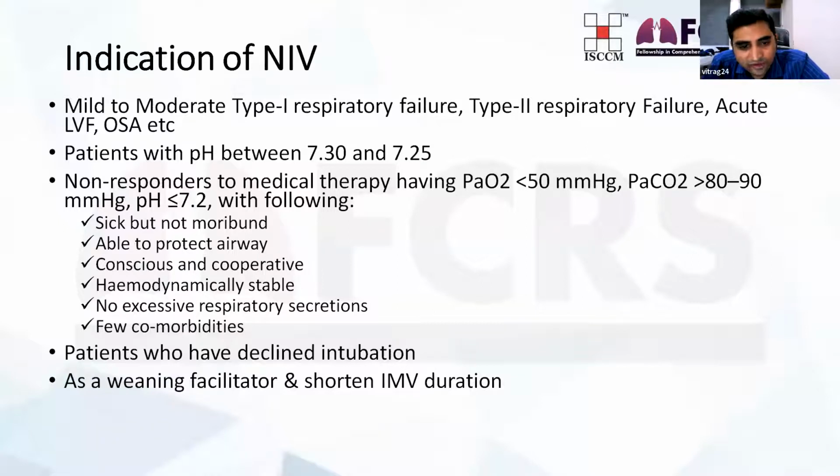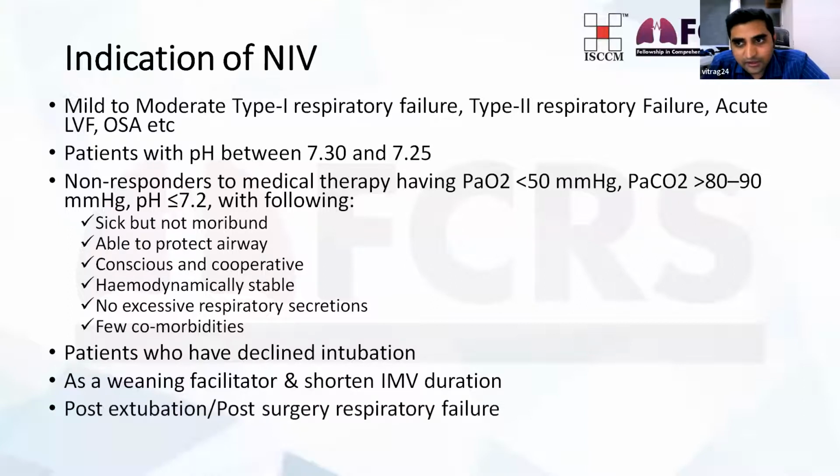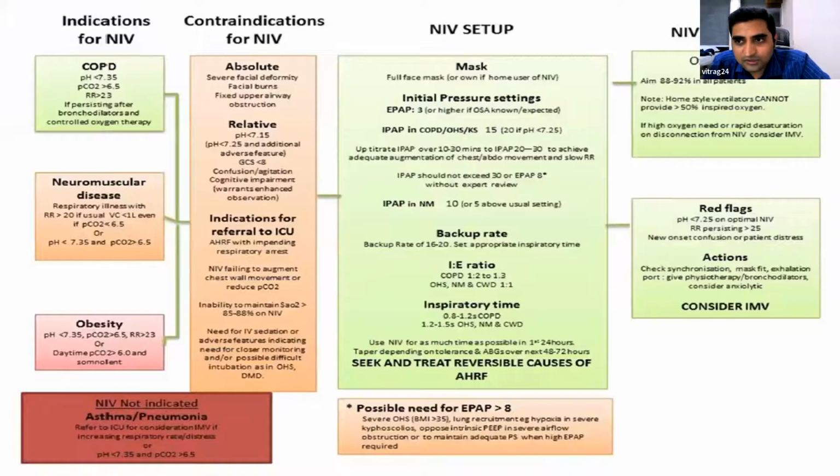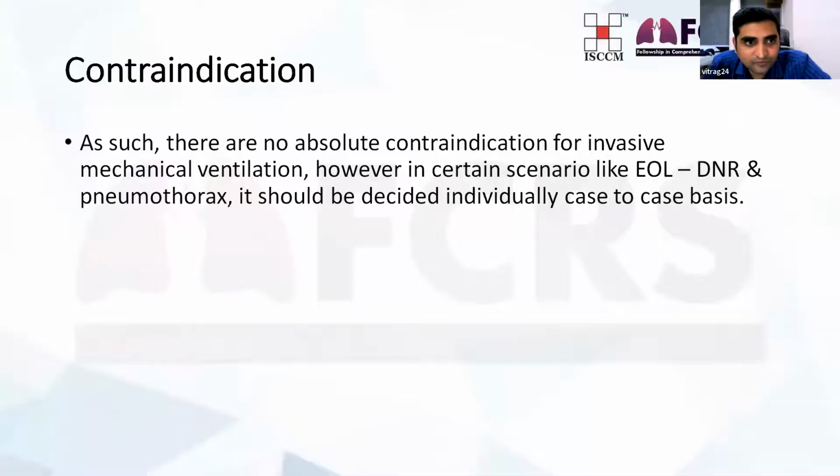Or we can use it as a weaning facilitator and shorten the invasive ventilation duration. It can be used for post-extubation or post-surgery respiratory failure as well. Or it can be used as home non-invasive positive pressure ventilation for recurrent admissions of COPD exacerbation or neuromuscular disease patients. So this is a nice chart from British Thoracic Society guidelines showing all indications, contraindications, settings, and monitoring. There is a separate lecture for that, so we will not go into detail.